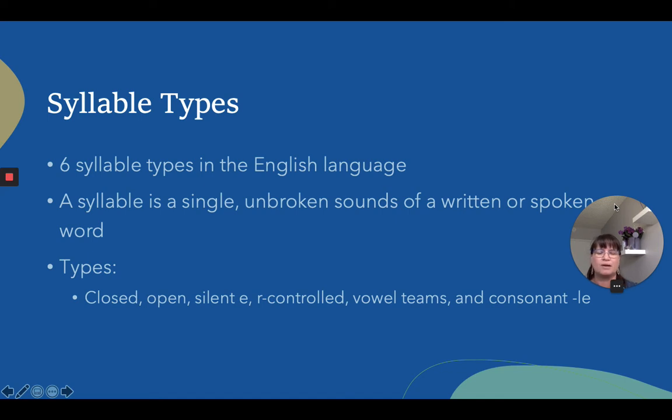One more thought before I move off this slide, and that is, why do we teach syllable types? Because students need to know where to break words up in order to decode them. That is the simple explanation for that.